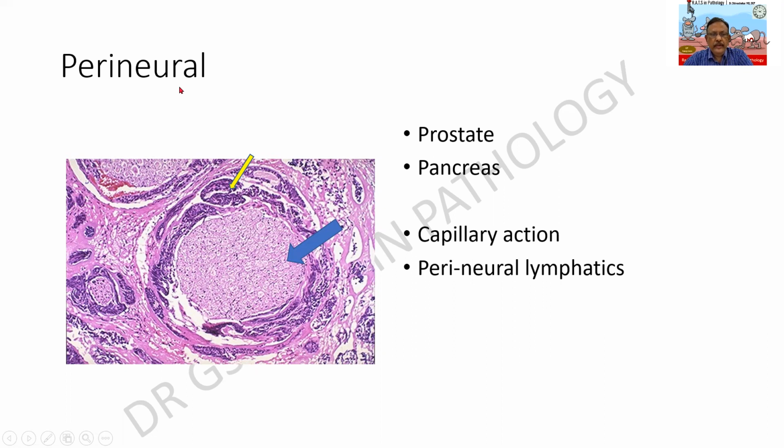People earlier thought it was by capillary action. There is a gap in this region and the tumor cells permeate it. So it is called perineural. But later on, there was another school of thought that felt there are some lymphatics over here which are aiding the spread. Whatever said and done, this perineural mode of spread is common in some tumors such as the prostatic carcinoma or the pancreatic adenocarcinoma. And these are supposed to be the mechanisms for it.